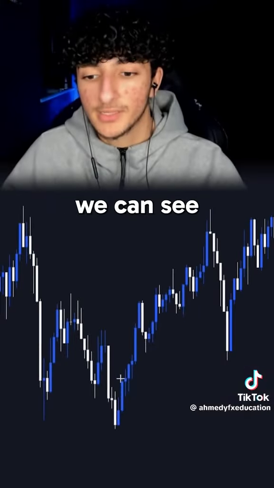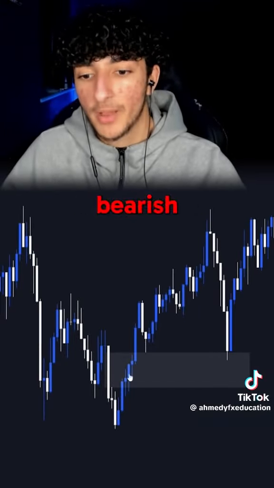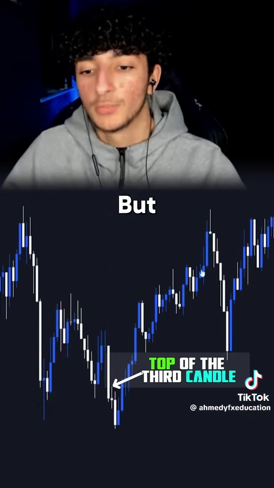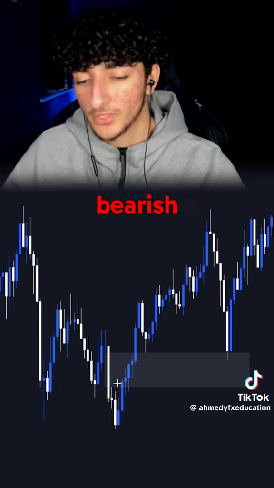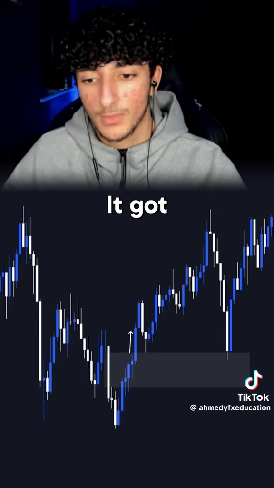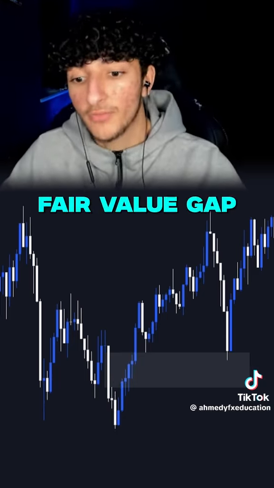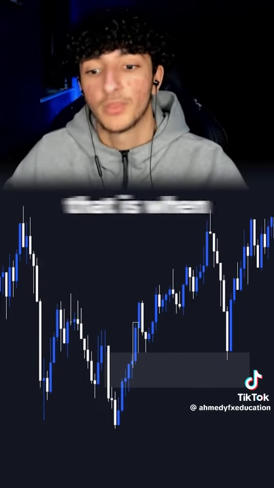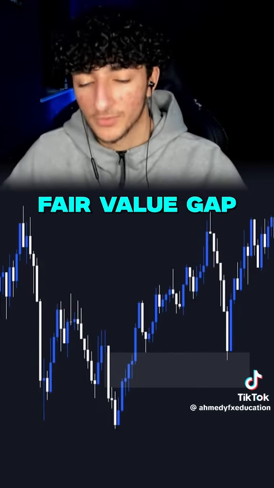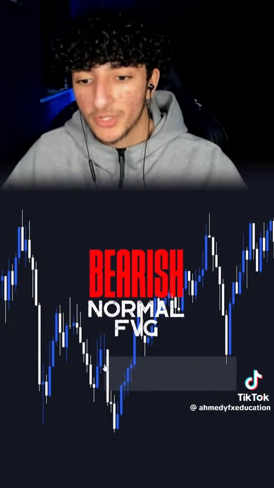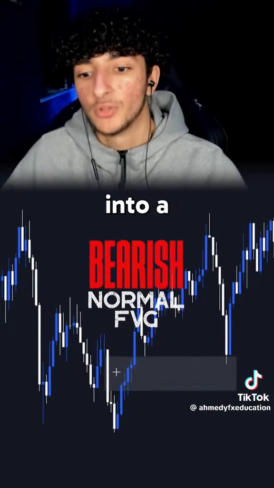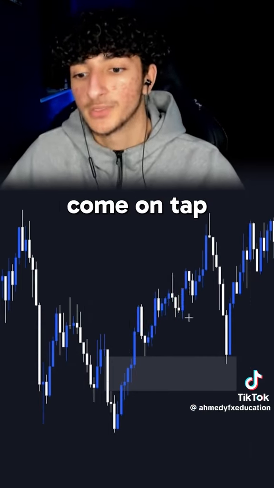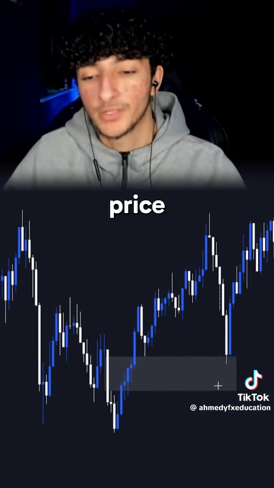Okay, so here we can see a bearish fair value gap. We know it's a bearish fair value gap because it's the bottom of the first candle to the top of the third candle. But what do you notice happened to this bearish fair value gap? It got disrespected, right? So when a fair value gap gets disrespected, meaning a candle closure through it, that is when it turns into an inverse fair value gap. So now this bearish normal fair value gap has turned into a bullish inverse fair value gap, meaning now if price was to come and tap back into this zone, we expect price to then push higher.